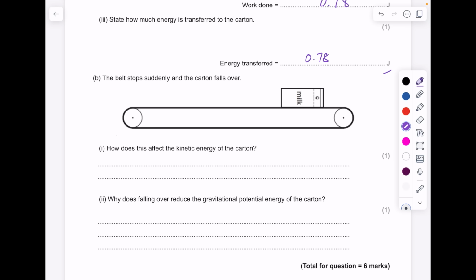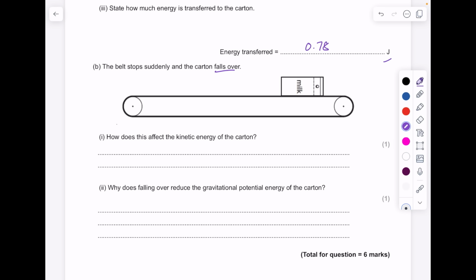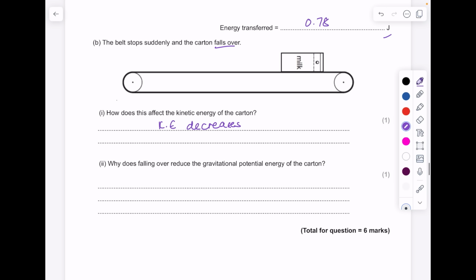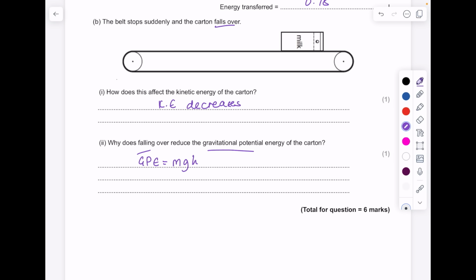The belt stops suddenly and the carton falls over. How does this affect the kinetic energy of the carton? Well, obviously because the belt's stopping and the carton's falling over, the kinetic energy will decrease. Why does falling over reduce the gravitational potential energy of the carton? Think about an appropriate equation here. If GPE equals mass times gravity times height, if the carton falls over, the height decreases, meaning GPE decreases.